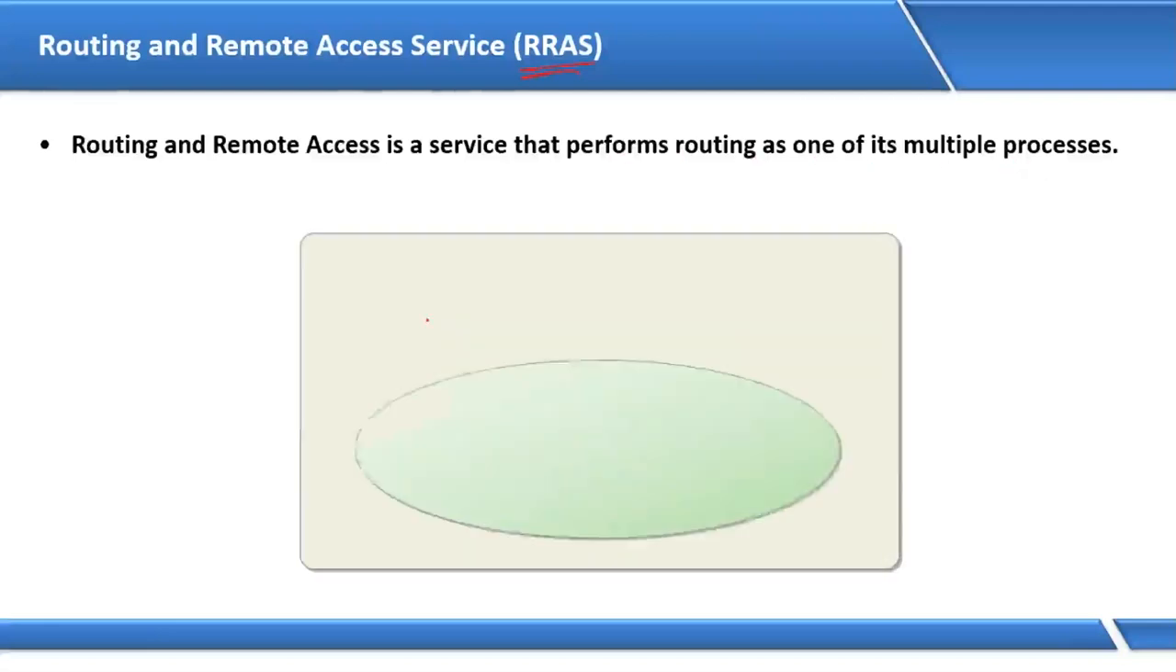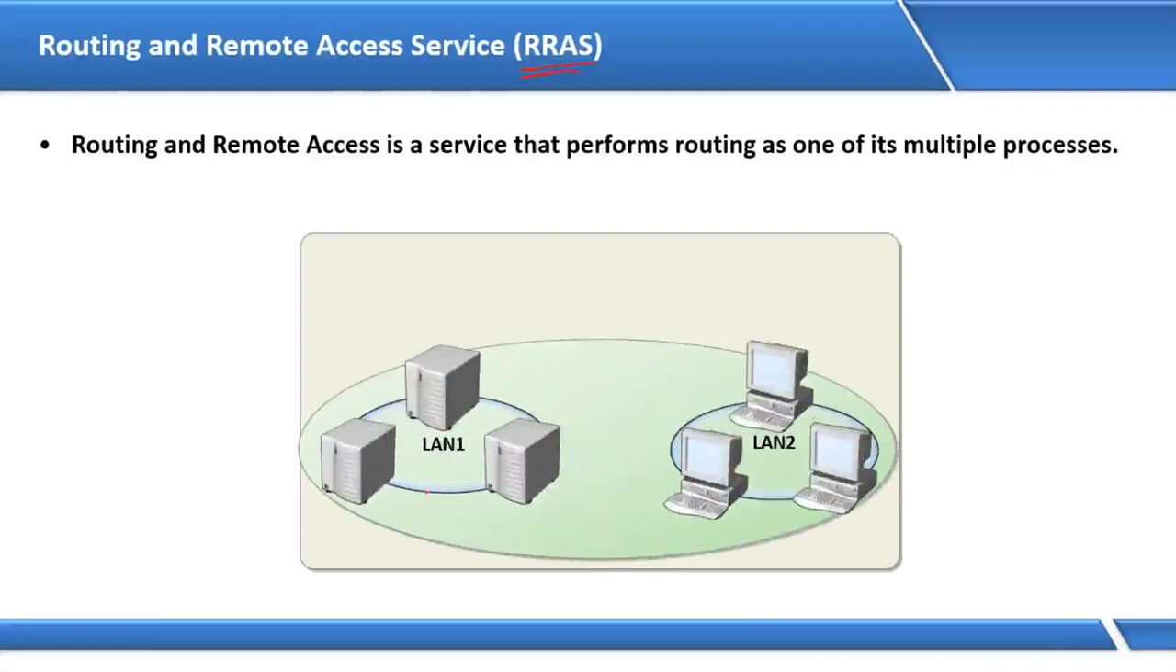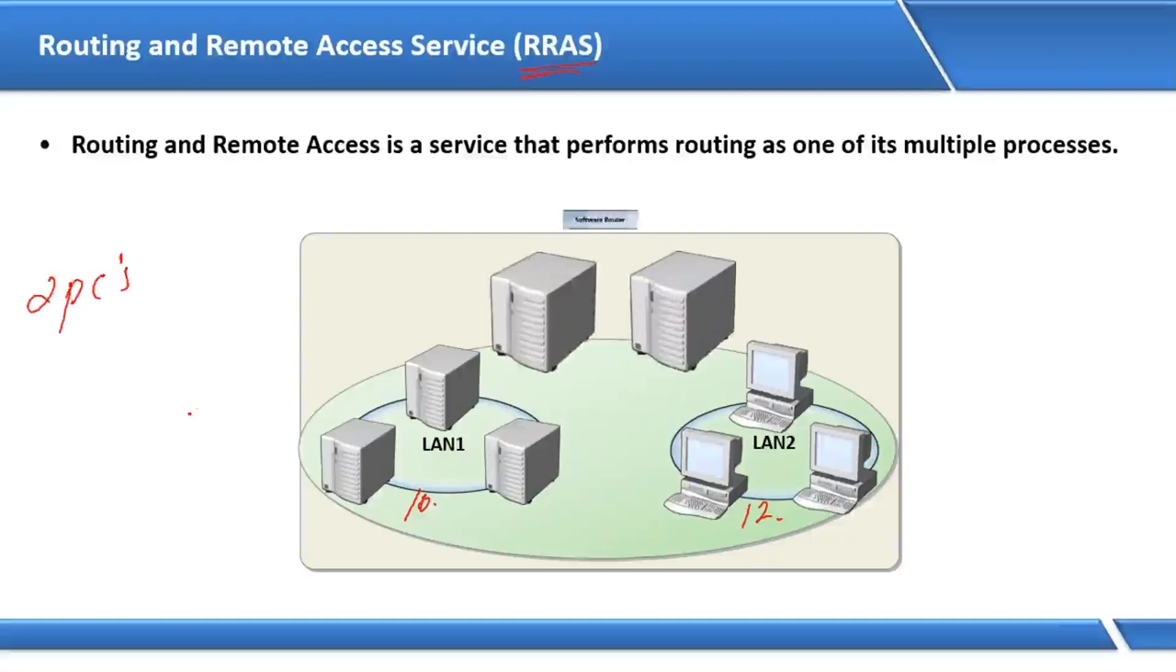For example, I have two LANs here. One is LAN 1 and one is LAN 2. LAN 1 is a 10 dot network. LAN 2 is a 12 dot network. So if you want to connect these two LANs, we require routers or not here? But first tell me how many routers we require. One router or two routers? Two routers. So it means we require how many PCs here? Two PCs. Right? So one for LAN 1, one for LAN 2. So I'm saying this is router 1 and this is router 2.